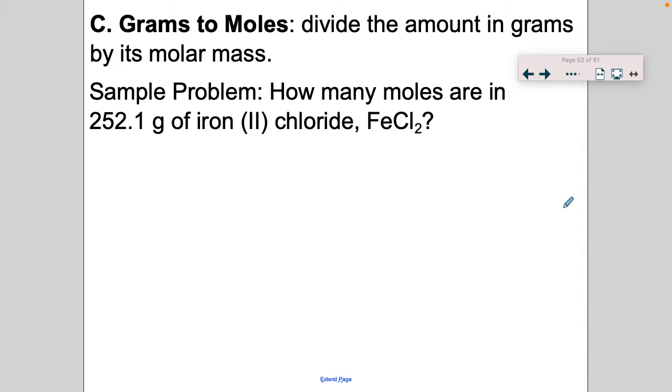Okay, we can also go from grams to moles, which means you're going to divide the amount in grams by its molar mass. So how many moles are in 252.1 grams of iron(II) chloride, which is FeCl2? Maybe we should figure out the molar mass of FeCl2, right?